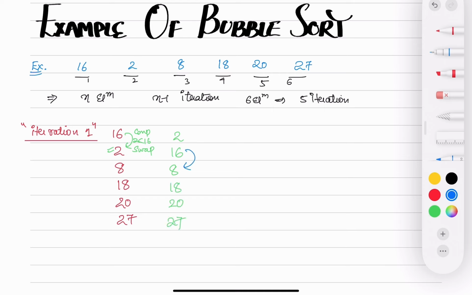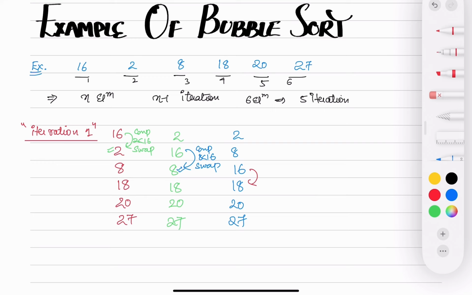Now second comparison, 16 and 8, again 8 is smaller. So if you compare, 8 is smaller than 16, it should be swapped. That is 2, 8, 16, 18, 20, 27. Hope you are getting it. Why are we swapping? See, we need to compare for sure. Every time we need to compare. But the decision of swapping will be based on the element. If an element less than the upper element is present below, you need to swap, because when you have a sorted array, you should have the smaller elements before the larger elements, right?